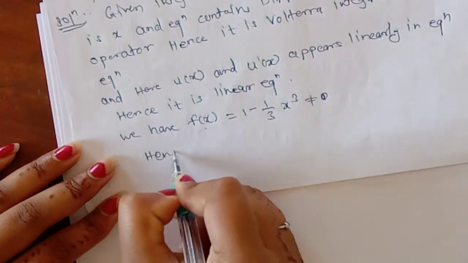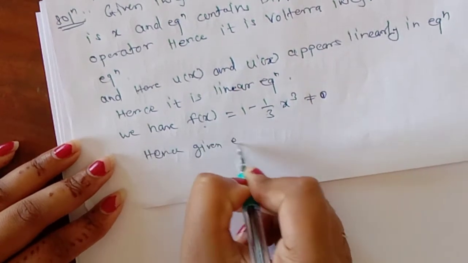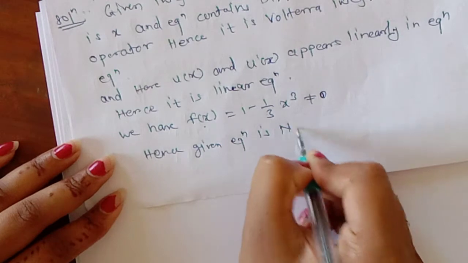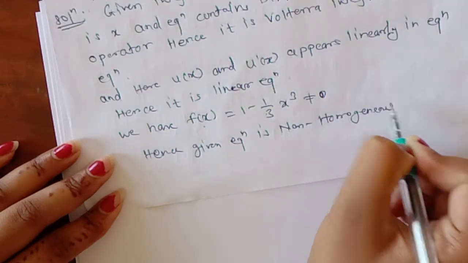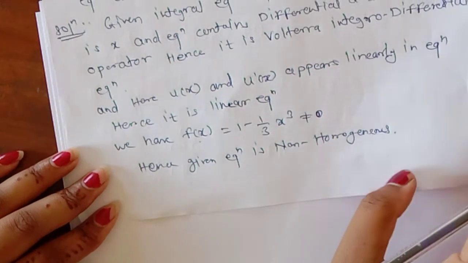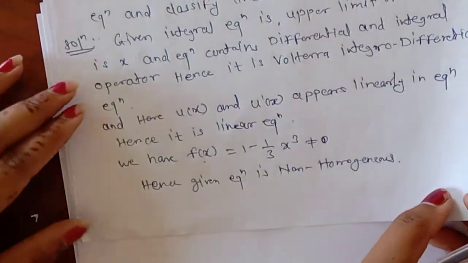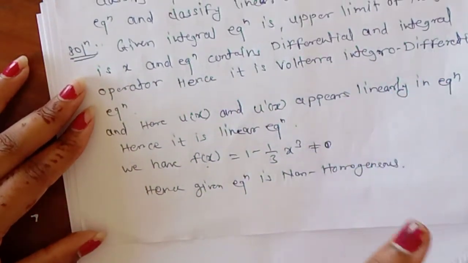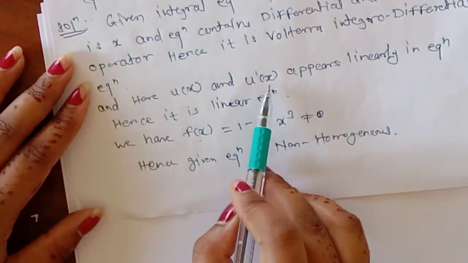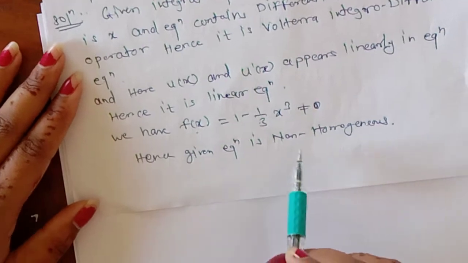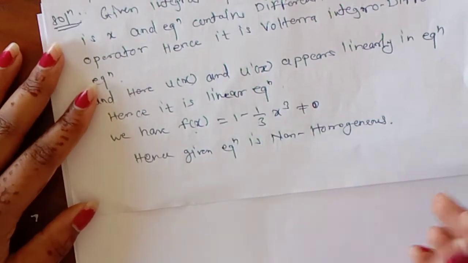Hence the given equation is non-homogeneous. Therefore this equation is nothing but the Volterra integro-differential equation. After that it is a linear equation, as the unknown function u of x appears linearly, and f of x has a non-zero value. Therefore this is a non-homogeneous equation.